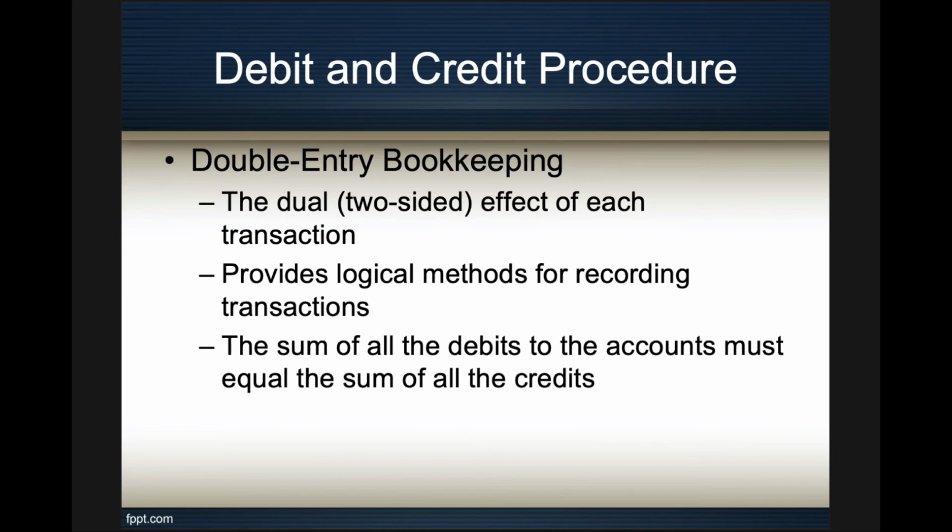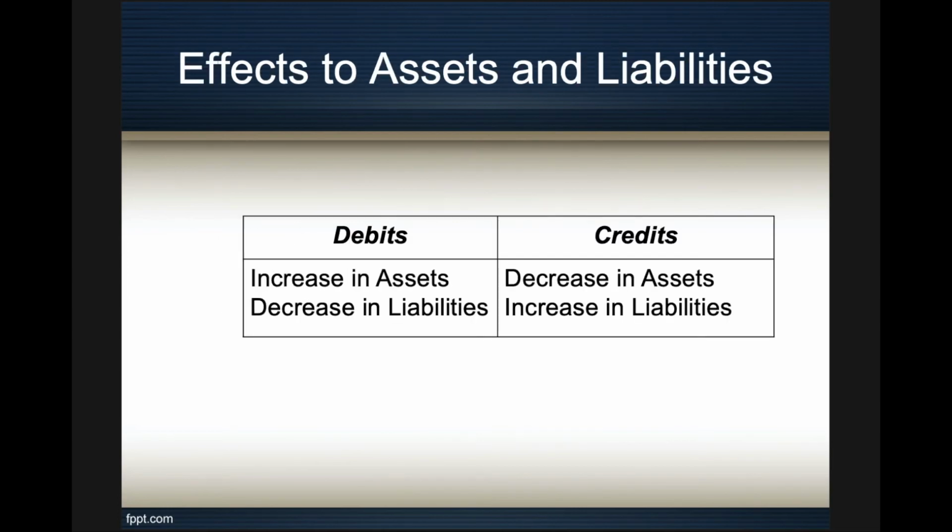So let's look at the effect of this debit and credit to assets and liabilities. Again, we already have learned about increase and decrease. Now let's apply that here in debit and credit. For assets and liabilities, debits are recorded if there is an increase in assets and if there is a decrease in liabilities, while credits are the other way around. So let's look at their T account.